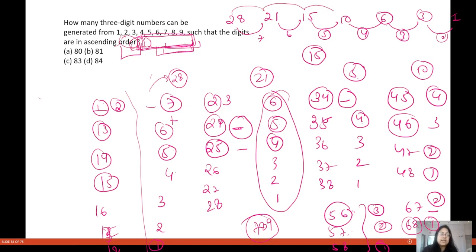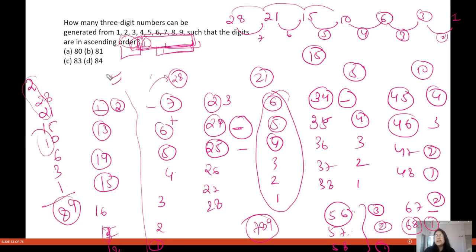Now you add all these numbers. You add 28 plus 21 plus 15 plus 10 plus 6 plus 3 plus 1. Okay, what is the sum you are getting? This is 4 plus 6, 10, 10 plus 5, 15, 15 plus 1, 16, 16 plus 8 is how much? 24. Okay, 16 plus 8 is 24. To carry over, you have this as 6. 6 plus 2 is 8. You get 84 numbers. Okay, you get 84 numbers.